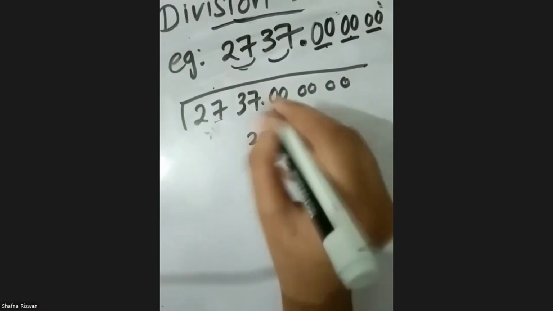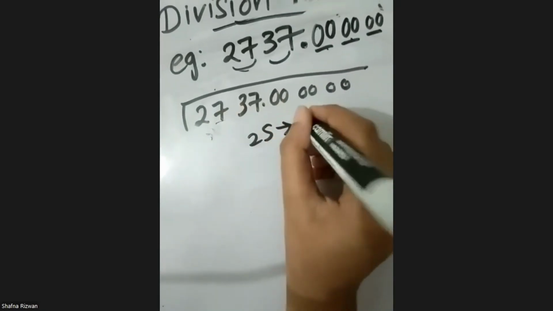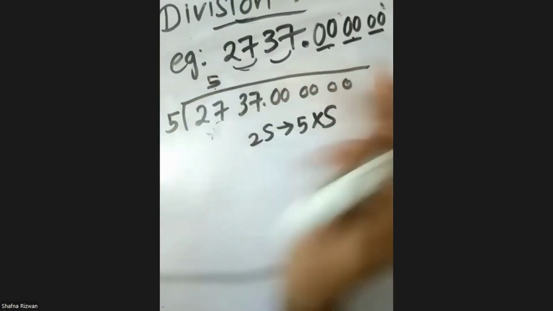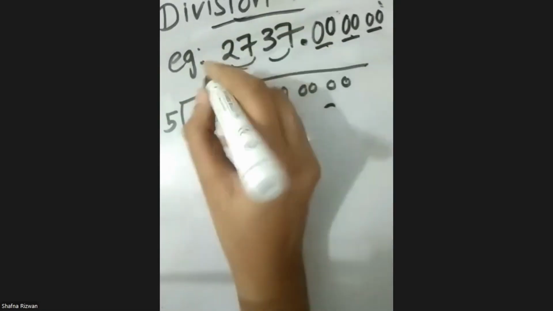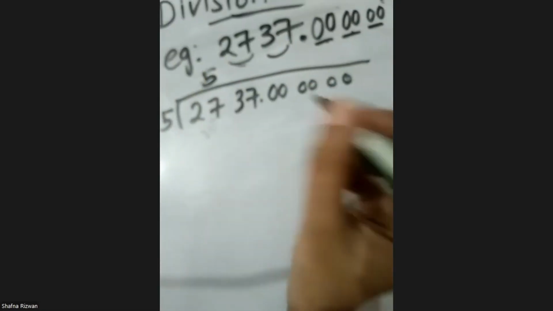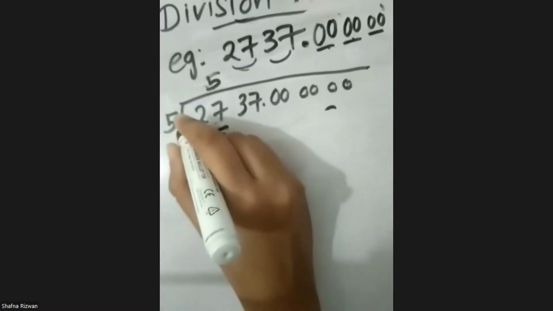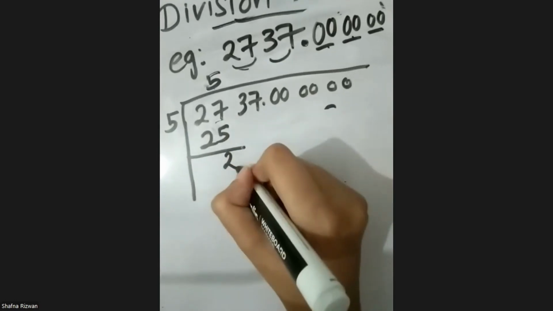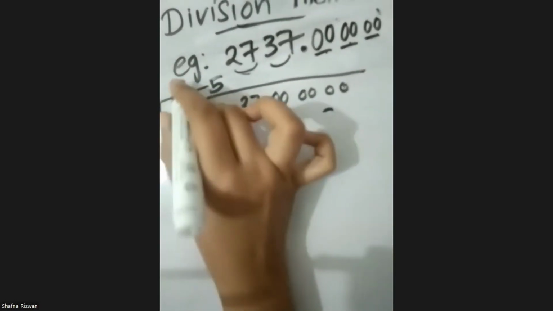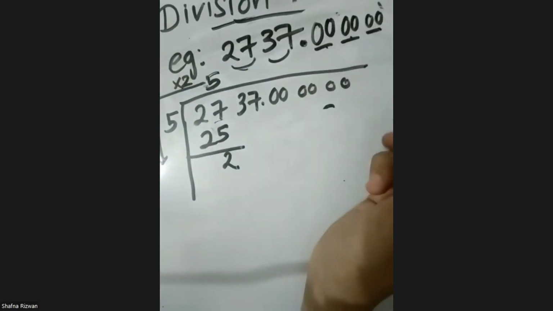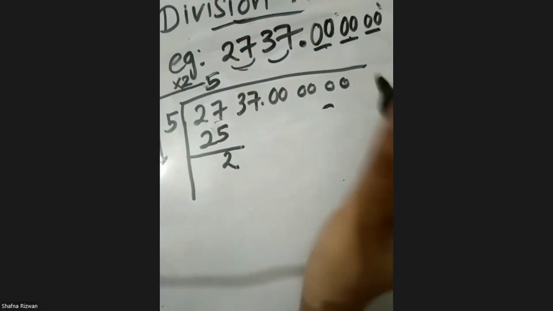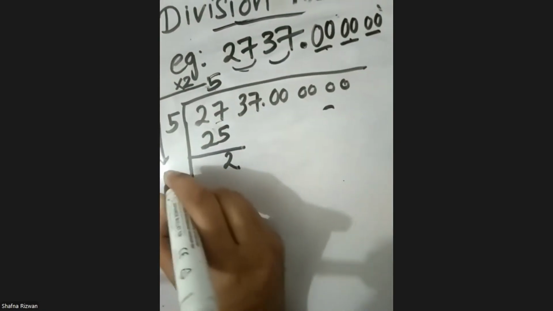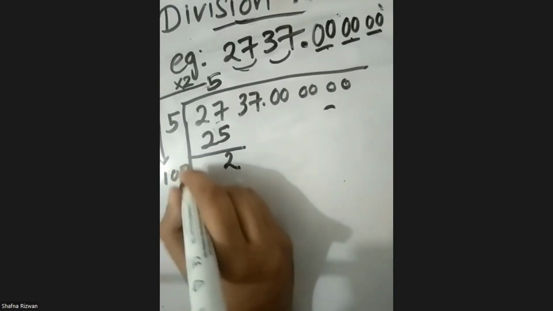Then what can you do? Take it here. How can you get 25? 5 multiplied by 5. So put 5 here and another 5 here. 5 into 5 will give you 25. Drag this down, and 27 minus 25 will give you 2. Here, as usual, multiply this 5 by 2. 5 multiplied by 2 will give you 10. After that, keep a space here.